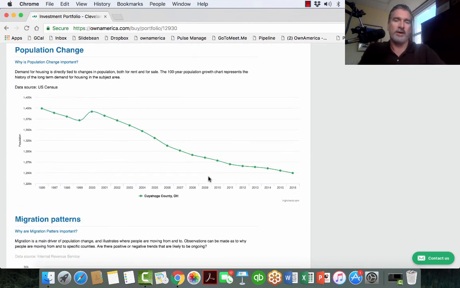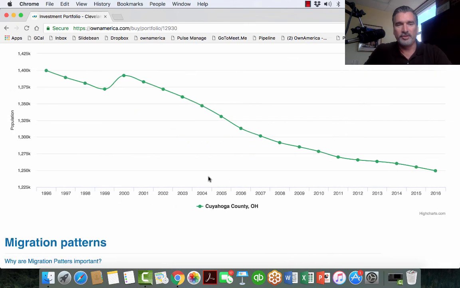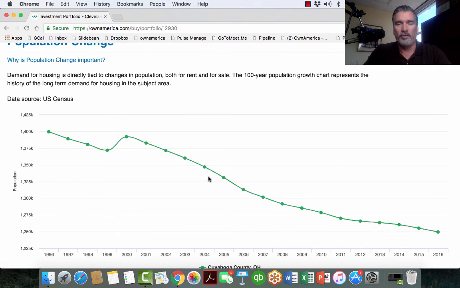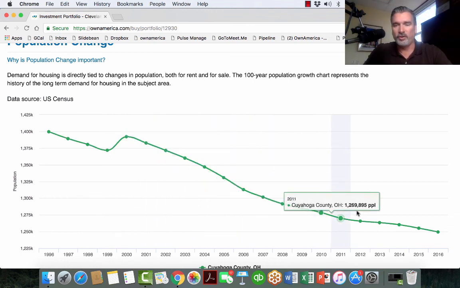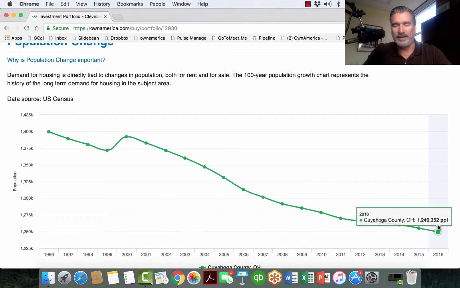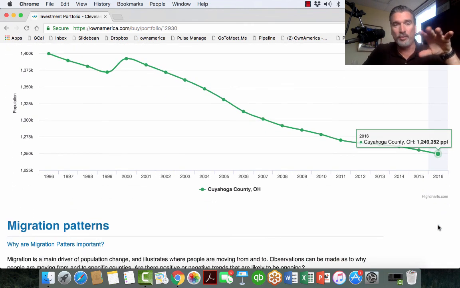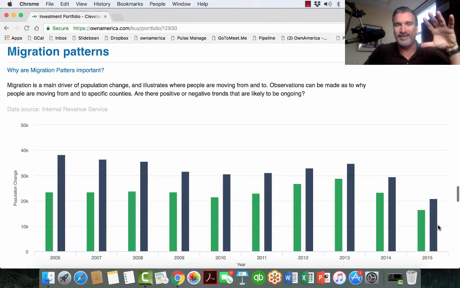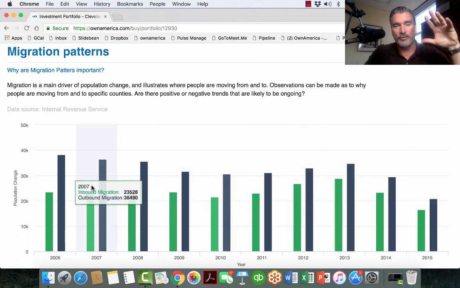Here's the population change. Now, here's where it gets a little touch and go. Do I want to invest in a place where almost everywhere in America the population is growing, and in Cleveland it is not, okay? What are the things that are causing that kind of long-term decline? Will it turn around? We don't know, and I'm not going to project that. I just want to reveal what the data shows. Outbound migration is the larger bar in every one of these.